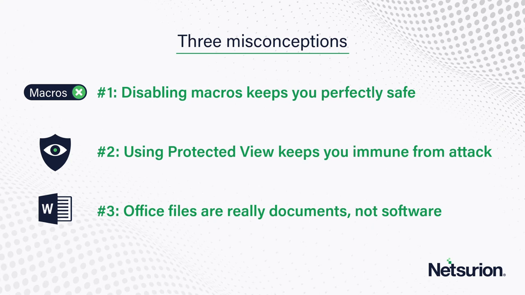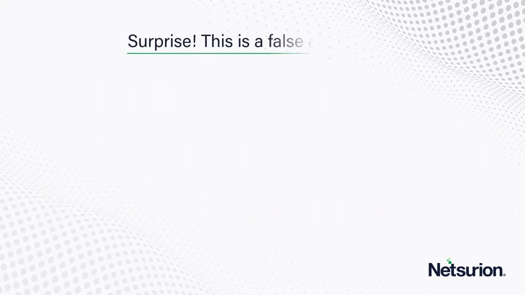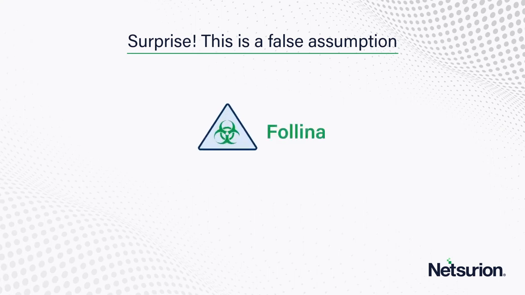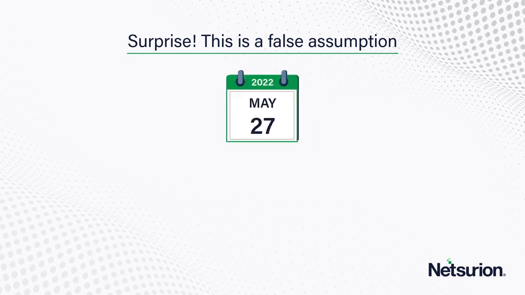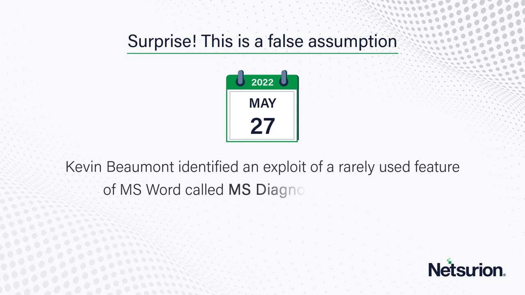And so let's explore. This was pointed out quite clearly by an attack called Follina. This is back in 2022, CVE-2022-30190. At the end of May, Kevin Beaumont identified an exploit of a rarely used feature in Microsoft Word called the Microsoft Diagnostic Tool, or MSDT.